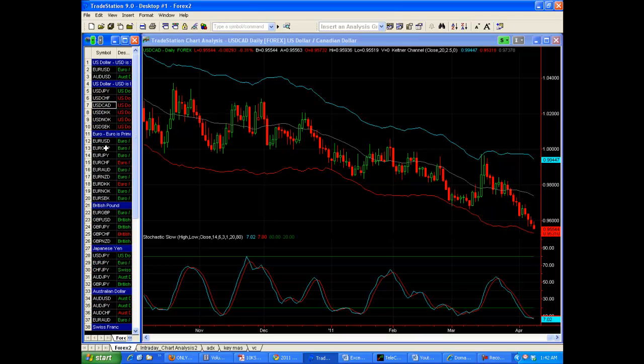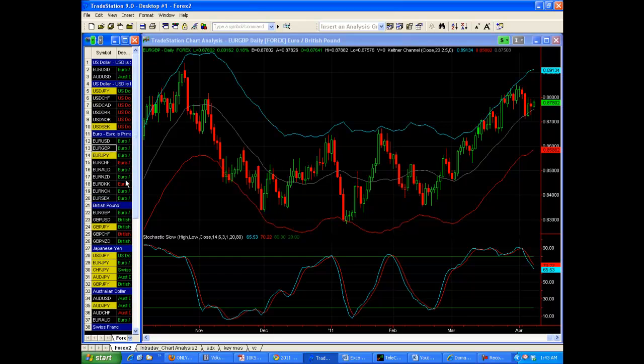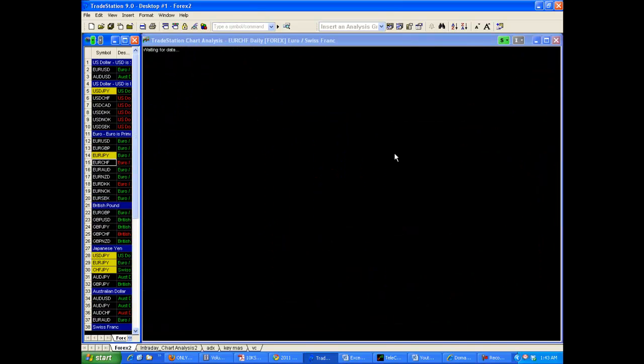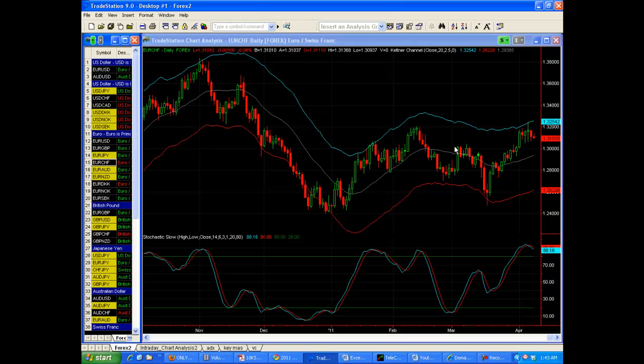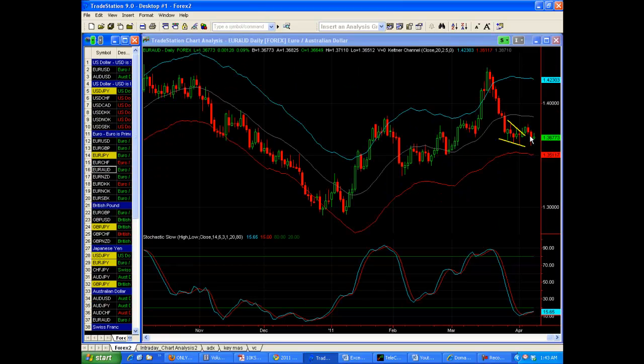Let's look at the euro pound cross. You can see pullback to the center channel line, held nicely, but right now it's just consolidating. Back-to-back inside bars. Let's see what this candle does, if it forms an inside candle as well. Let's look at euro Swiss. Okay, nothing going here. Let's look at Euro Aussie. Kind of no man's land here.